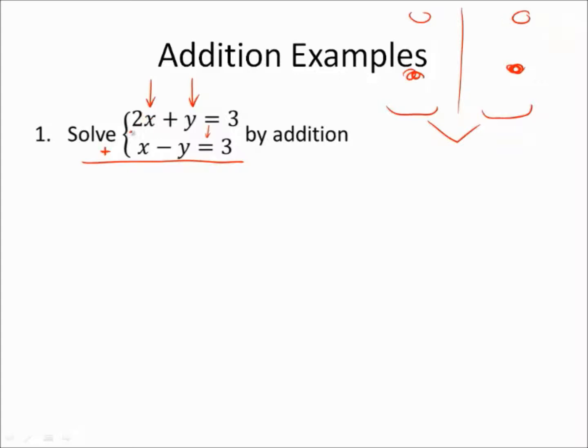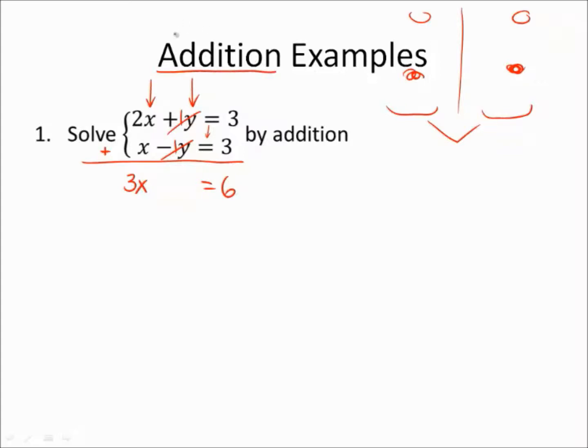So let's add these up. 2x plus x gives us 3x. 1y minus 1y gives us 0 y's. So our y's cancel out, leaving us with, and we have to add these as well, 3 plus 3 is 6. This leaves us with a nice equation where one of our variables was eliminated.